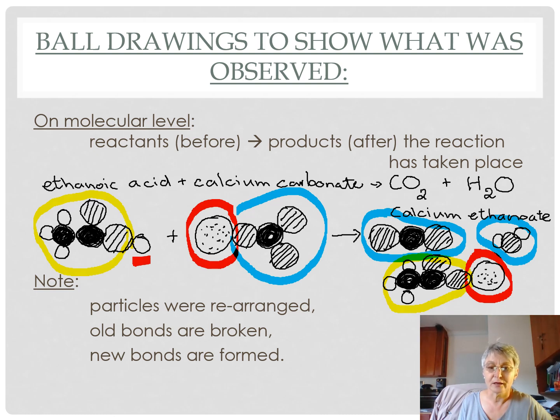And in this reaction, you would see gas bubbles forming because carbon dioxide is a gas, and we could represent it by a G for gas in brackets after the formula for carbon dioxide.